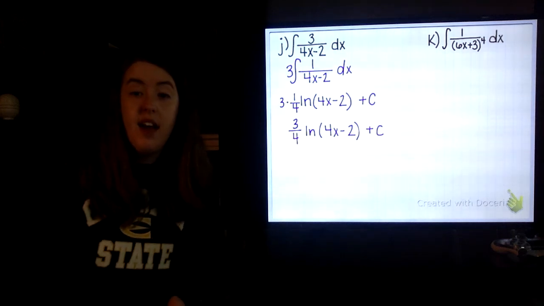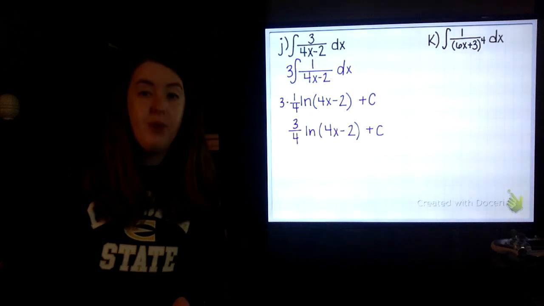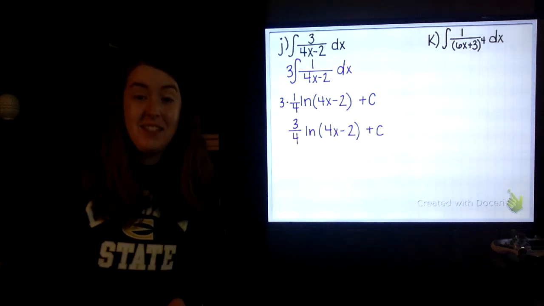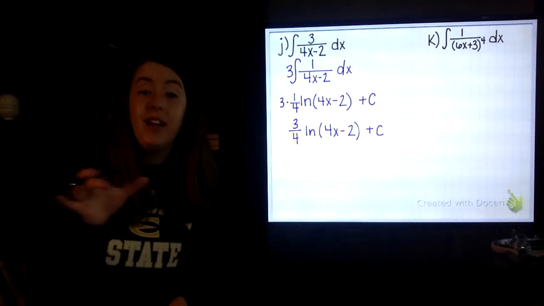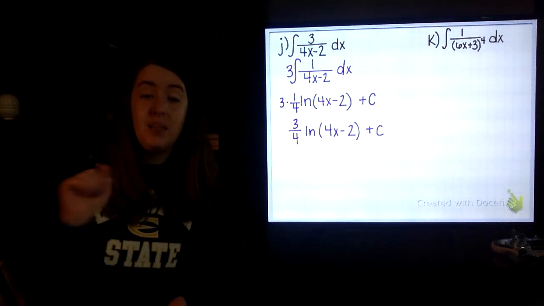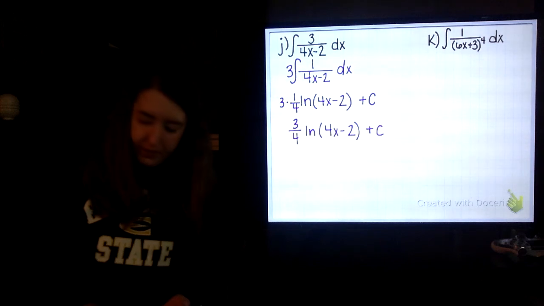Okay, now we've got 1 over 6x plus 3 to the 4th power. What I would do is rewrite that, since it's to the 4th power in the denominator, as 6x plus 3 to the negative 4th power. So let's start there.